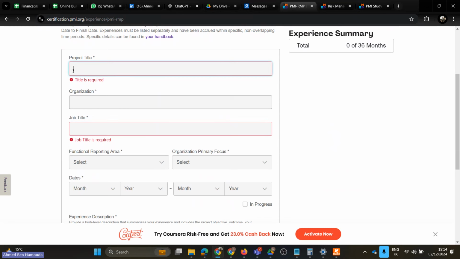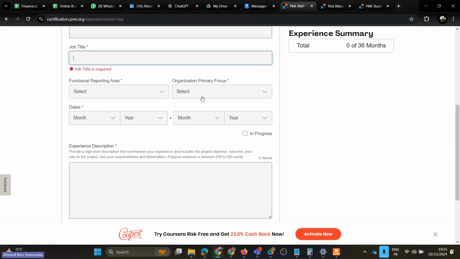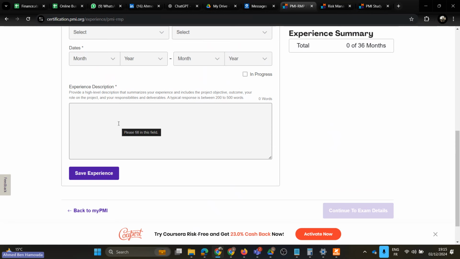Whatever the organization, the job title should be either project manager or project risk coordinator. We definitely recommend these two titles, or you can put something like risk manager or risk expert. Then the functional reporting area, organization primary focus, dates of the projects, and then the experience. In the experience you need to put a high level description of your experience on project risk management. Remember this: on project risk management. Usually a response is between 200 to 500 words, so not really that long. PMI is not that demanding.